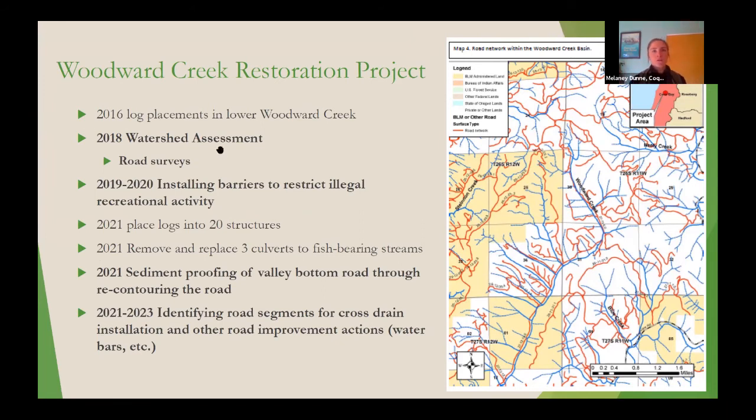So that started first with a watershed assessment where we surveyed the road network. And then from there, we installed barriers to restrict illegal recreational activity. As you'll see from some of the pictures, we've had some challenges with illegal OHV use in this area. And then this coming year, we don't have any pictures yet, but we'll be sediment proofing the Valley Bottom Road through recontouring the road, doing very similar actions to what Jennifer's diagrams showed, and then also identifying additional road segments for cross drain installation as well.